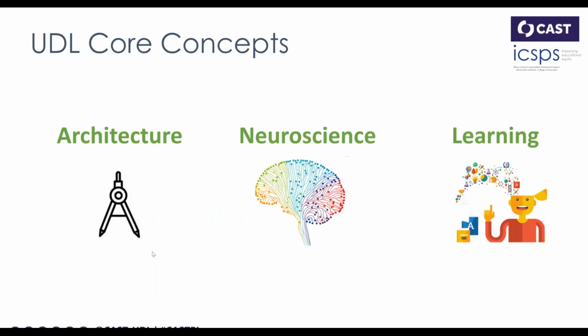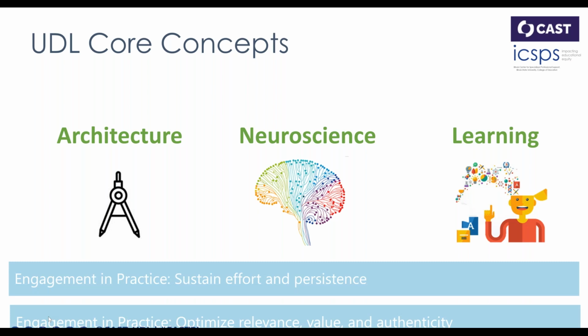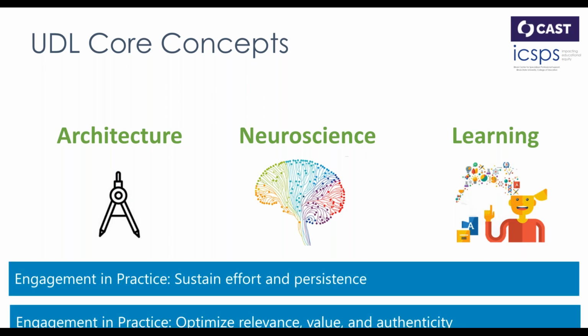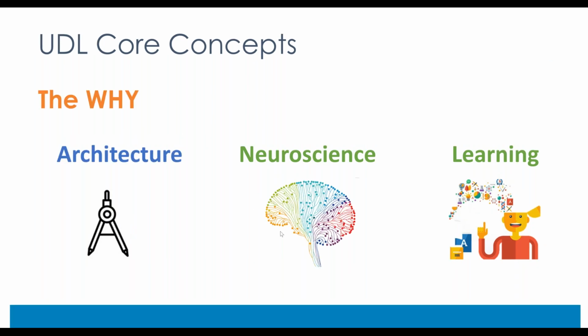So there are core concepts where you see UDL applied. One is through architecture, one is through neuroscience, and one is through learning. Engagement in practices, sustained effort, and persistence is that idea of architecture. And then the optimized relevance and value of authenticity is really that engagement with learning. So let's move forward into the why, the architecture.